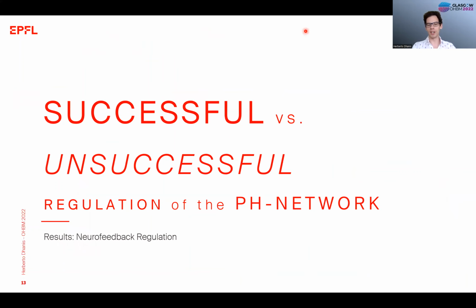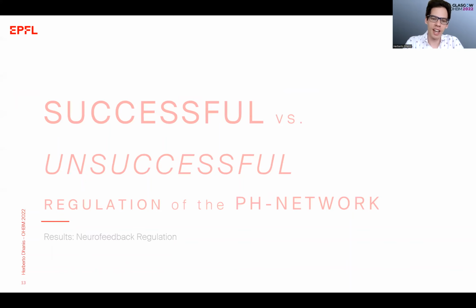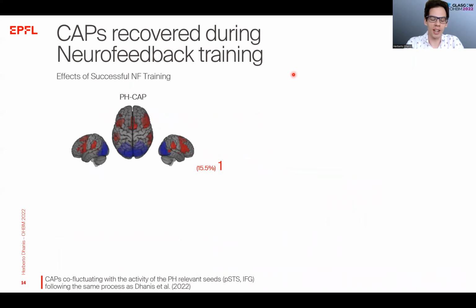You're probably wondering, though, about the most important part: what distinguished successful from unsuccessful regulation of the presence hallucination network. And with this, we start on the results. The first thing we had to do to answer that question was to run co-activation pattern analysis again and recover these CAPs.